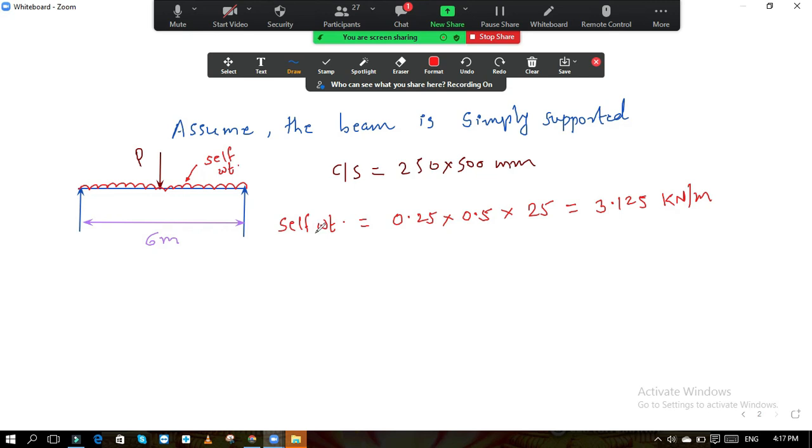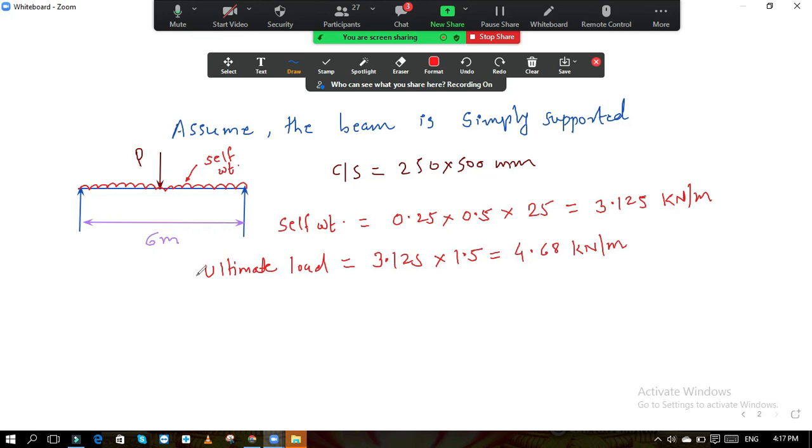Okay. Now calculate the ultimate load. This is the self weight, this is the normal load. Then ultimate load or factored load. So multiply this by 1.5. That is the factor of safety. So the answer is, I think, 4.68 kilonewton per meter. This is your ultimate load.